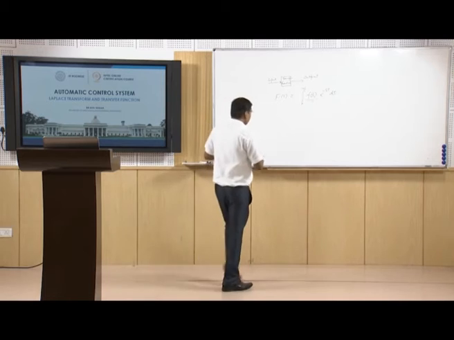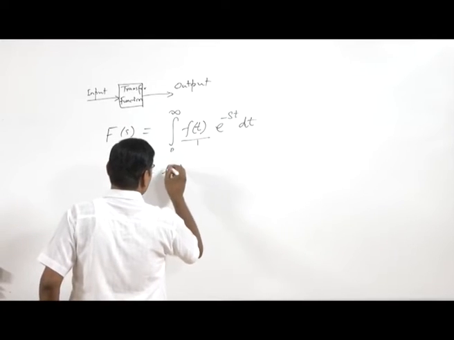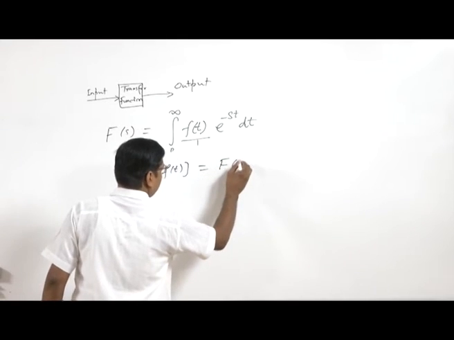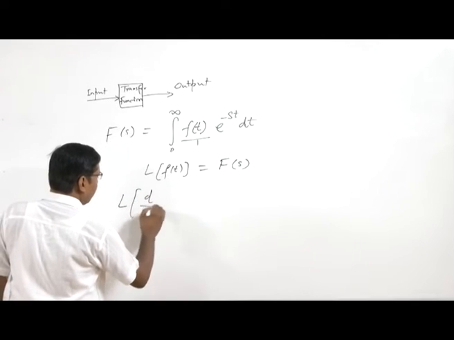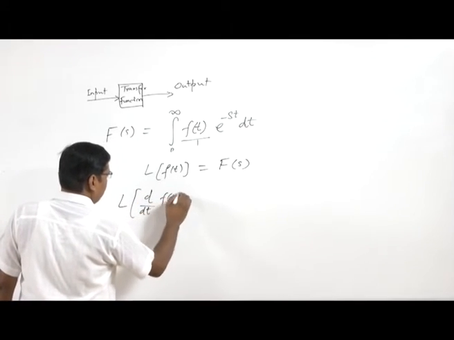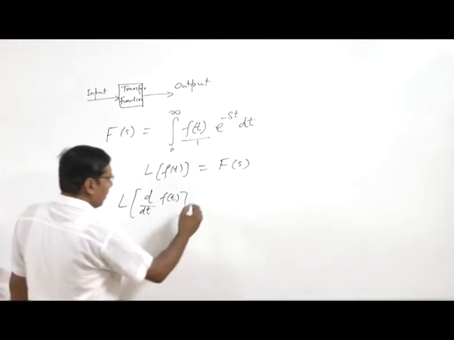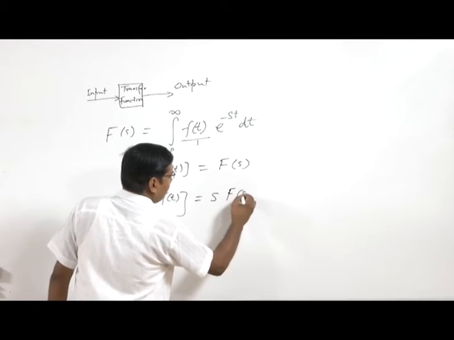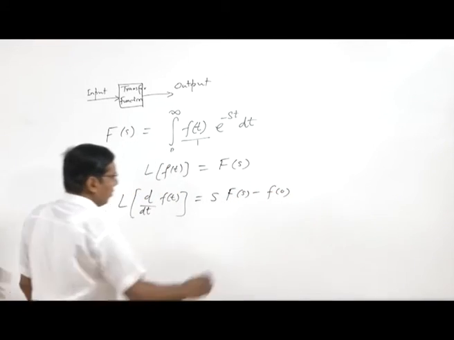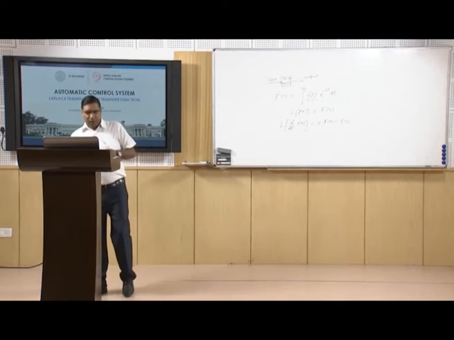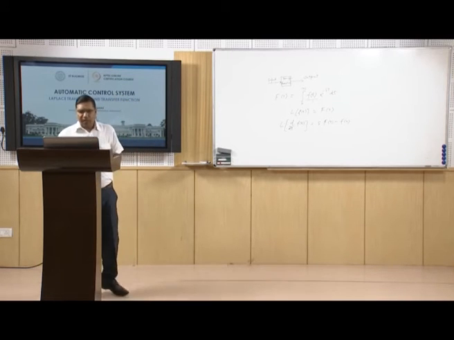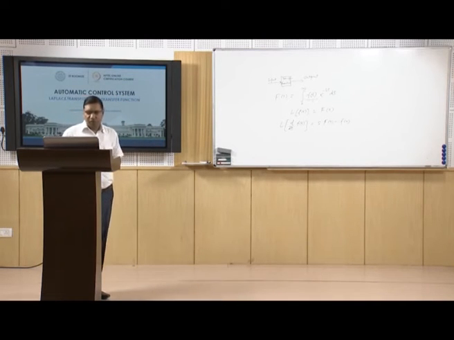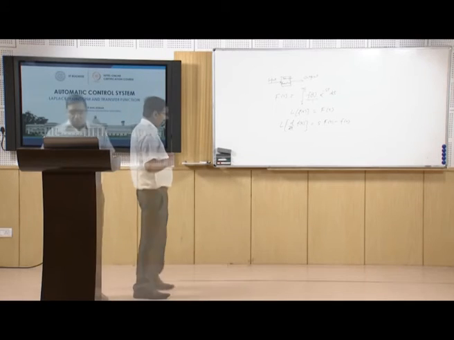So if L of f(t) equals F(s), then L of d by dt f(t), the first derivative of f(t), equals s F(s) minus f(0). This is the Laplace transform of the first order differential equation. And similarly we can find the Laplace transform of second order or higher order differential equations.